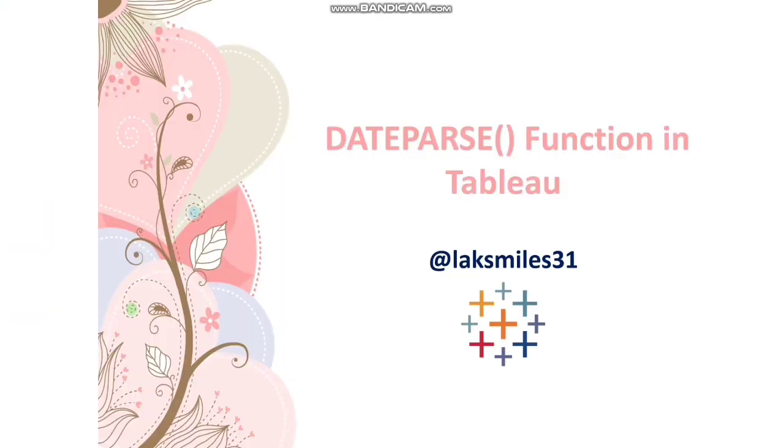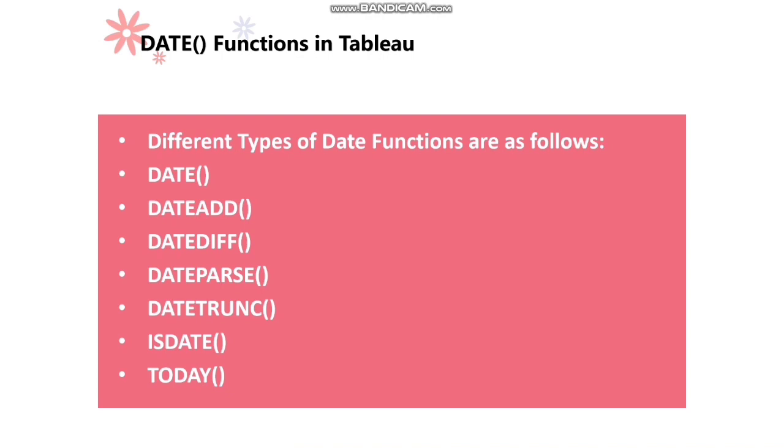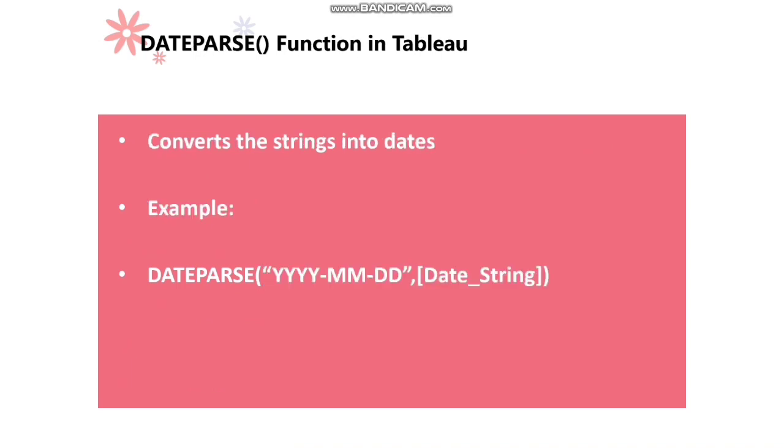Date parse function in Tableau. Let's get started. We have different types of date functions available in Tableau. Date parse is one among them. I have listed some of the important date functions over here. The date parse function helps us convert strings into dates, and the example is right below. Date parse takes the format in which we want to convert the date, and the column in which the string data is available should be passed within the date parse function.